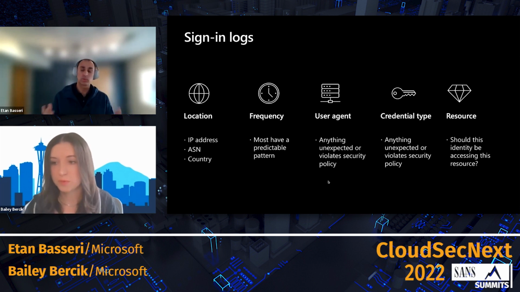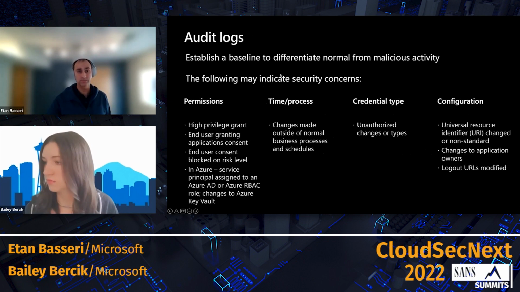Finally, with the resource, you might have an application that typically accesses mail, and now all of a sudden it's accessing SharePoint or some financial application that it's never accessed before. Looking for those types of anomalies is important, but you need to have the baseline. Audit logs, similarly, establish the baseline to understand what's normal and what's not normal. Permissions is one of the most important ones, so take a close look at that one.